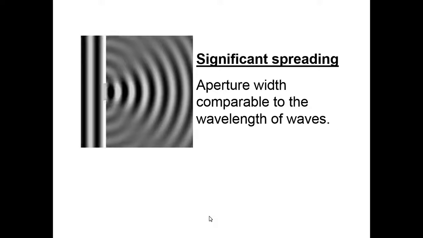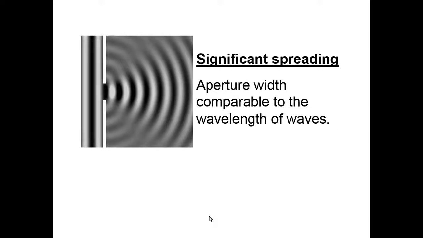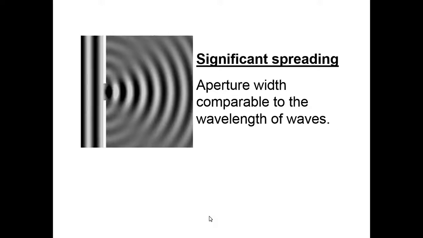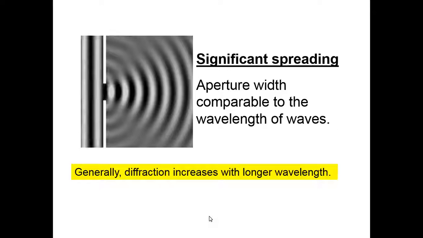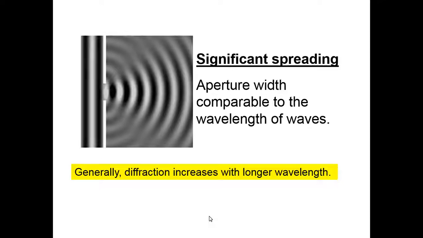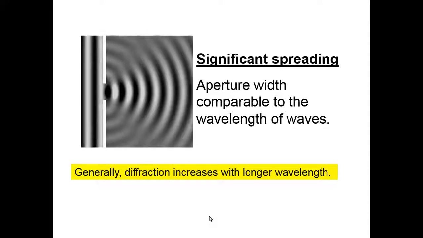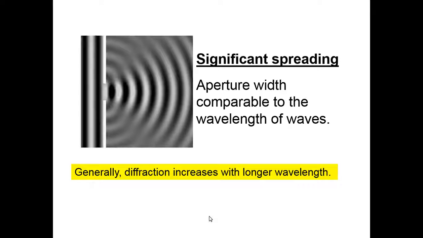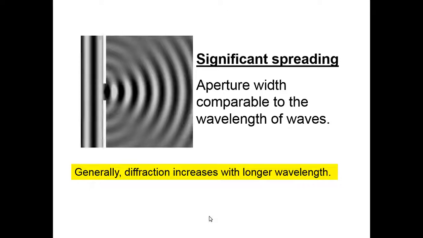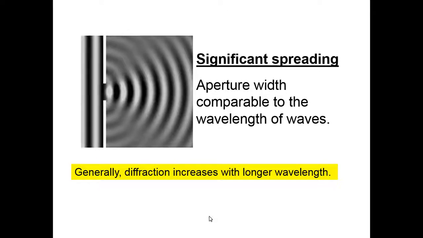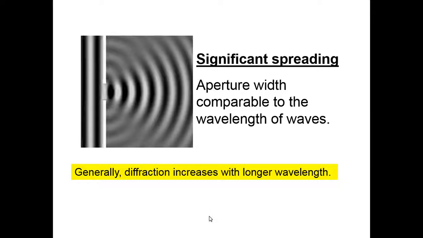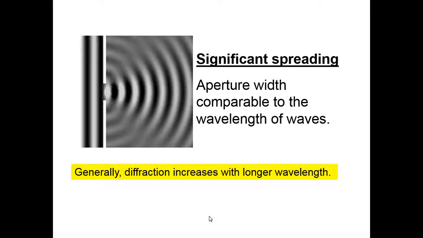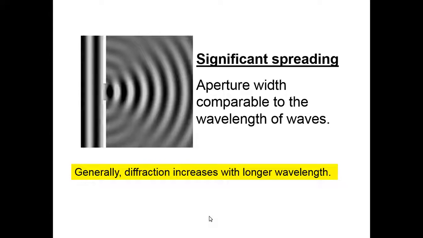So with that, we can see that there will be significant spreading only when the width of the aperture or the obstacle is comparable to the wavelength of the waves. One thing I want you to take note of is, in general, diffraction increases with longer wavelength, because when the wavelength is larger, there will be more spreading. The reason for this comes from wave theory, Huygens principle. We will look at that in the next lecture under single slit diffraction.